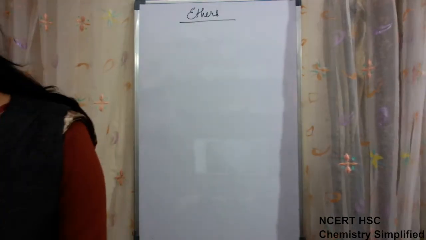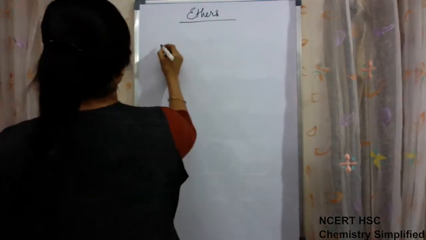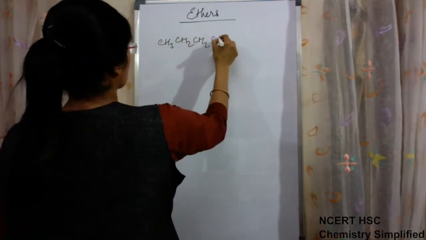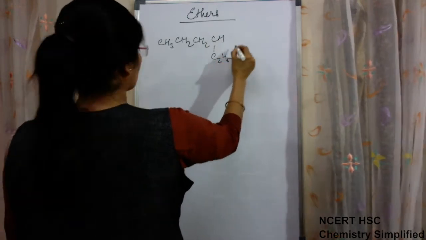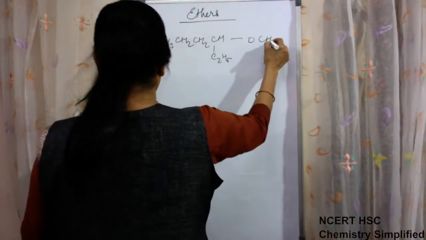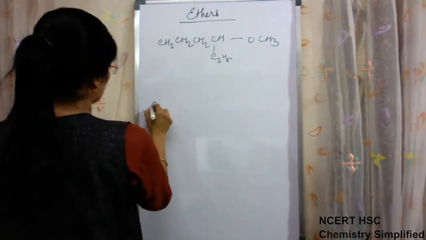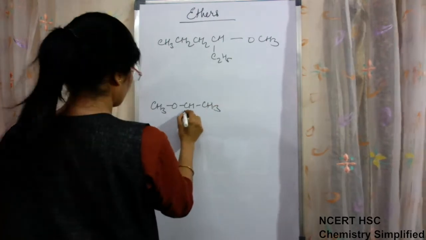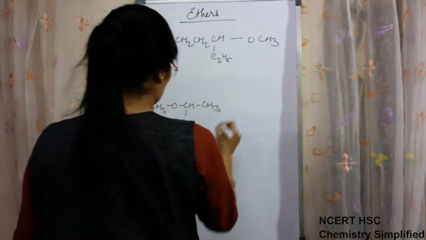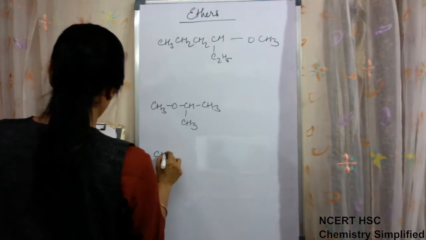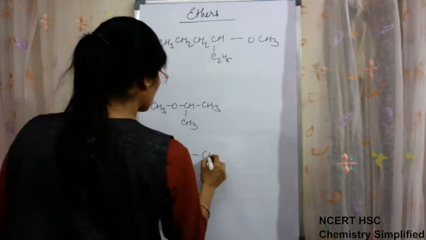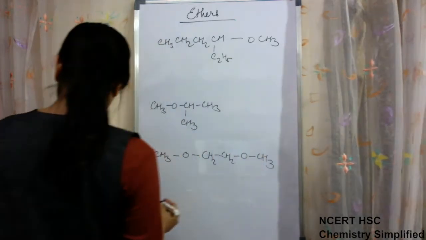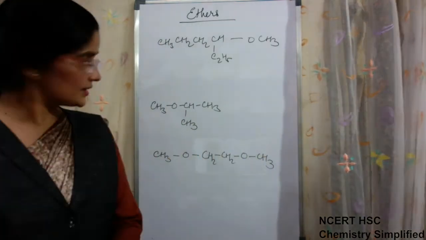Some more examples. Let me first write CH3CH2CH2CH(C2H5)OCH3, then CH3OCH(CH3)CH3, then CH3OCH2CH2OCH3. More we will write after these 3.